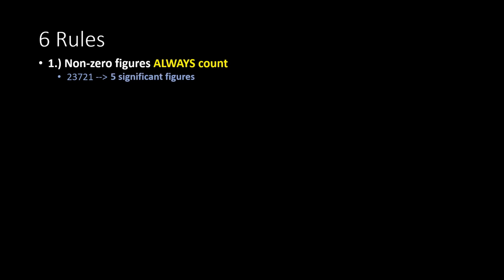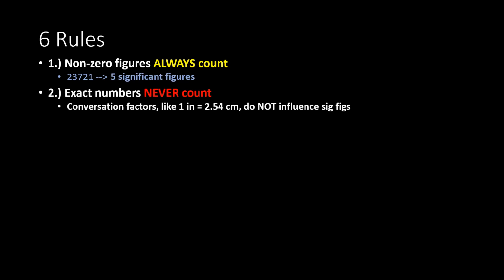The second rule is that exact numbers never count. So this applies to when you are using conversion factors to convert from inches to centimeters, or you're using pi to find the area of a circle. Those numbers will never influence your sig figs. If you are confused, don't worry, because it will be much clearer when we start solving problems using dimensional analysis.